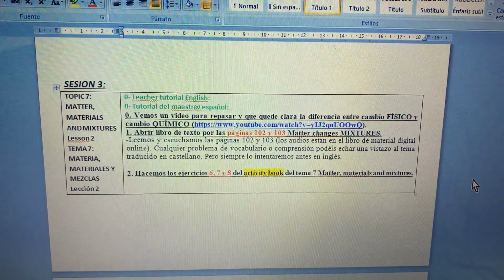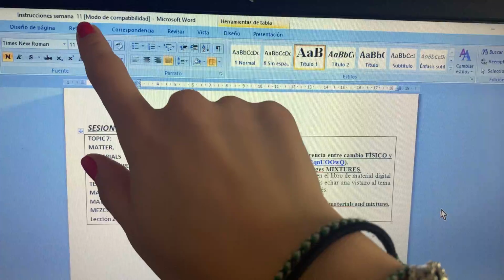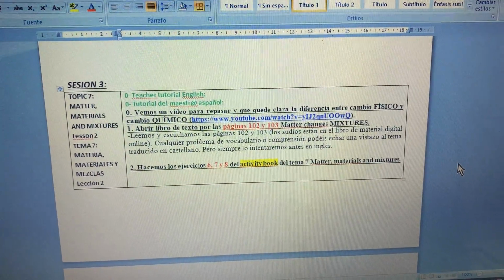Hi, today I'm going to explain section number 3 of science. We are in week 11 and we are studying topic 7, matter, materials and mixtures.